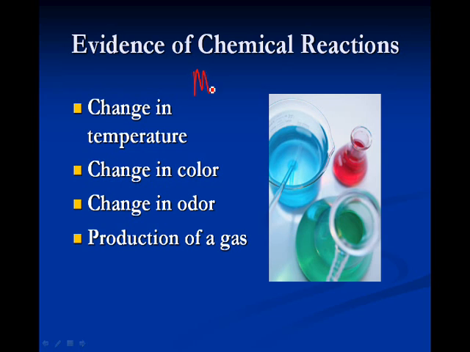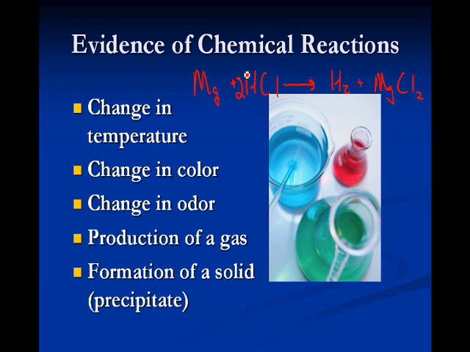Yep, the production of gas, like when you put, let's say, magnesium ribbon into hydrochloric acid, and you get little bubbles of hydrogen gas coming up. Well, that's an indication that we've rearranged the atoms and made some kind of chemical reaction. Not going to take time to balance this and everything, but okay, I'll take time to balance it.